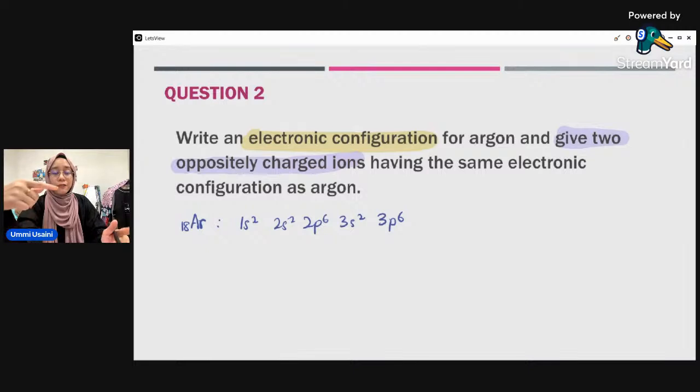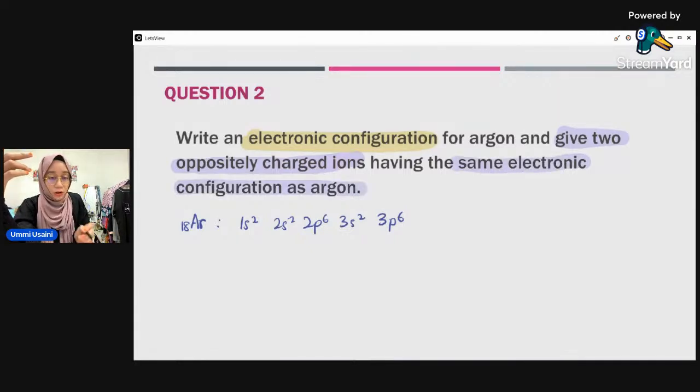Okay, so you have to give one negative ion and another one is a positively charged ion, cation lah. Okay, so how do we do this? Because ada satu lagi syarat yang dia minta. It has to be the same electronic configuration as argon. Okay, so the easiest way is kita cari proton number.